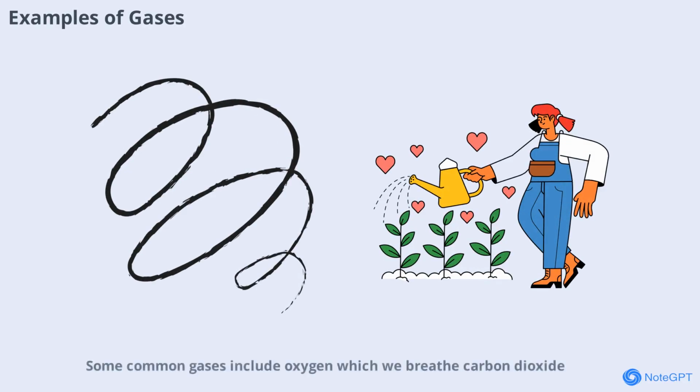Some common gases include oxygen, which we breathe, carbon dioxide, which plants use, and nitrogen, which makes up most of the air. Gases can be found in nature, in our homes, and in industry. They play a crucial role in everything from weather to breathing to cooking.